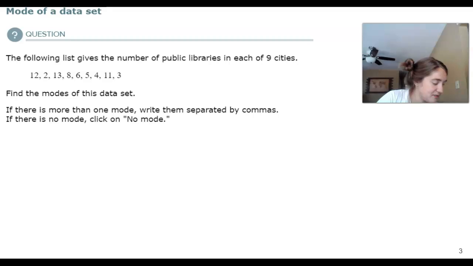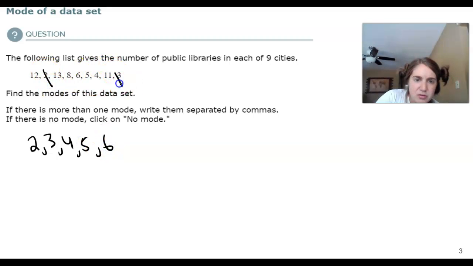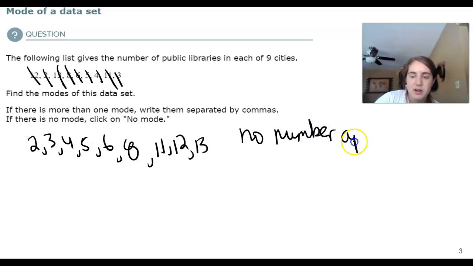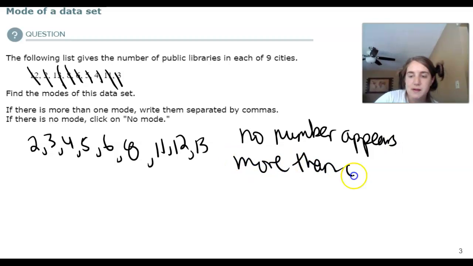So this first problem asks us to find the mode of the data set. So it wants us to find the number that occurs the most. So if I put this in order: 2, 3, 4, 5, 6, 8, 11, 12, 13. No number appears more than others. So no mode.